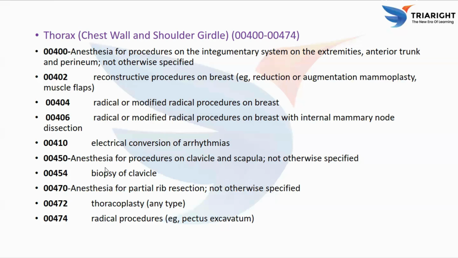00450 is anesthesia for procedures on the collarbone and the shoulder blade. 00454 is biopsy of the clavicle. 00470 is anesthesia for partial rib resection. 00472 is for thoracoplasty, any type. Thoracoplasty is nothing but reshaping or removing the ribs to treat lung or chest conditions. And 00474 is the anesthesia for radical chest wall procedures, for example pectus excavatum. This is a sunken chest correction.